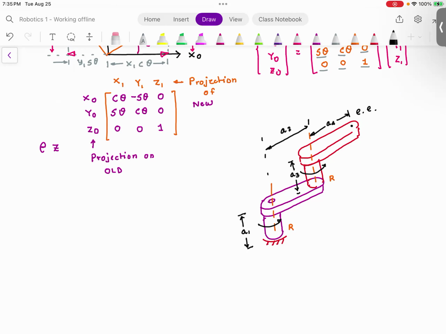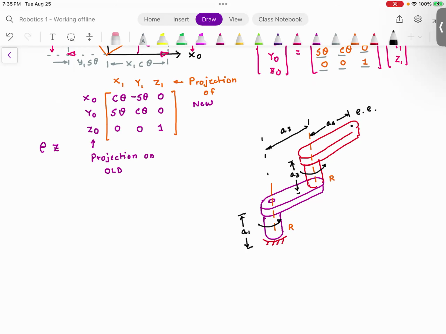Now, please try to understand your physical robot would have some thicknesses. A physical robot may have different configurations. But now what we want to do is, from this physical configuration of a 2 degree of freedom robot, construct the kinematic diagram.